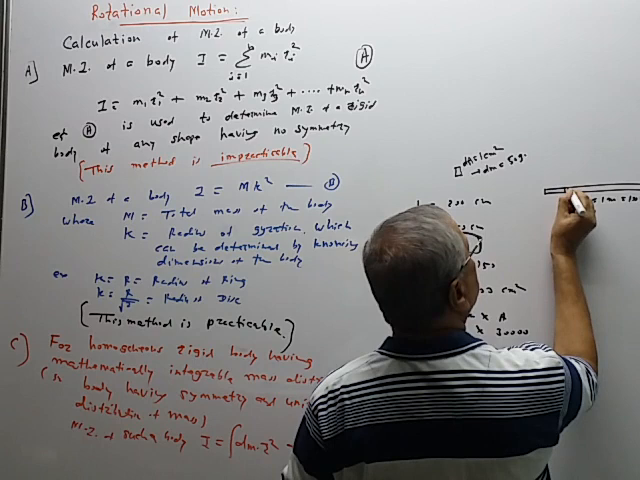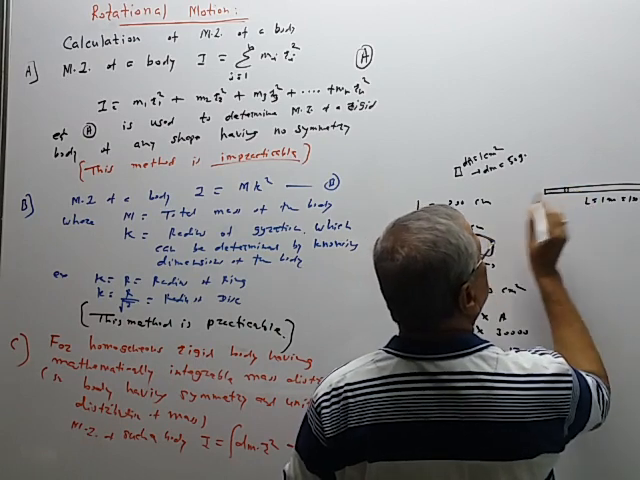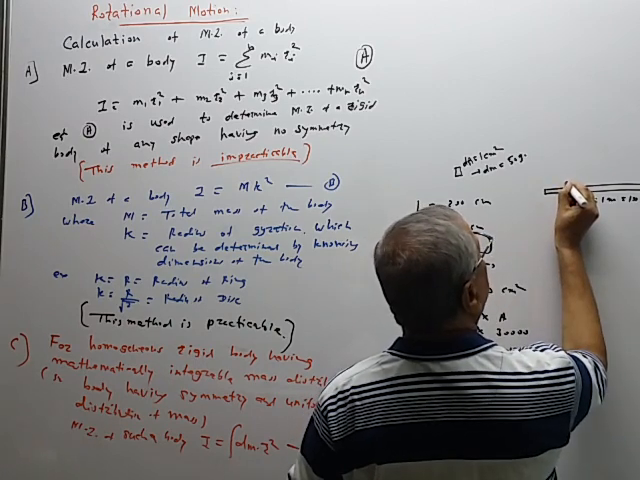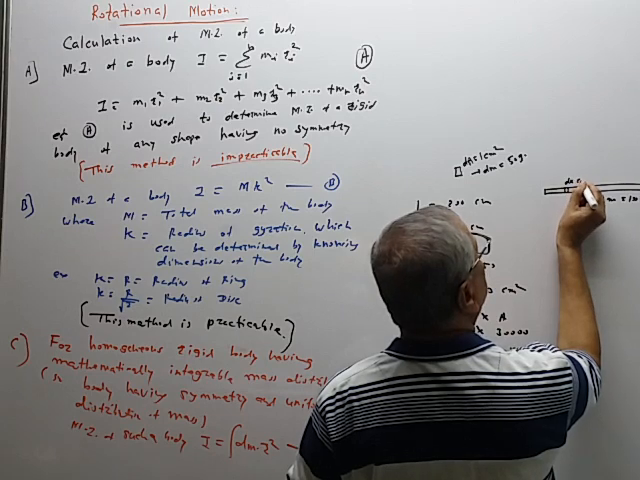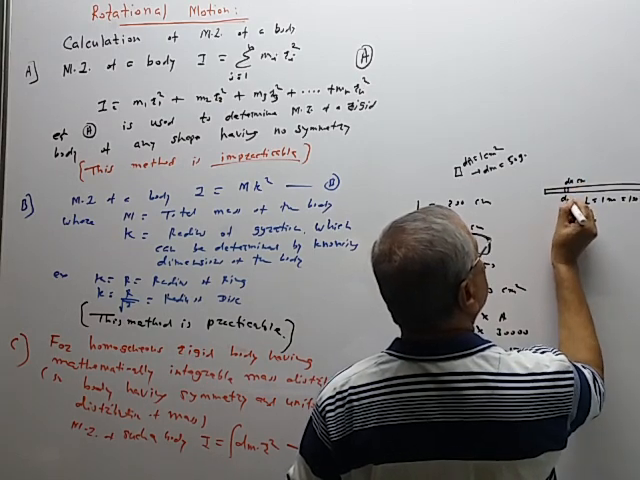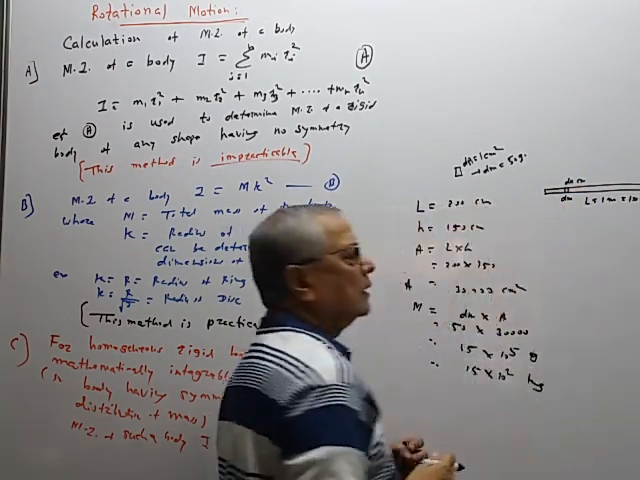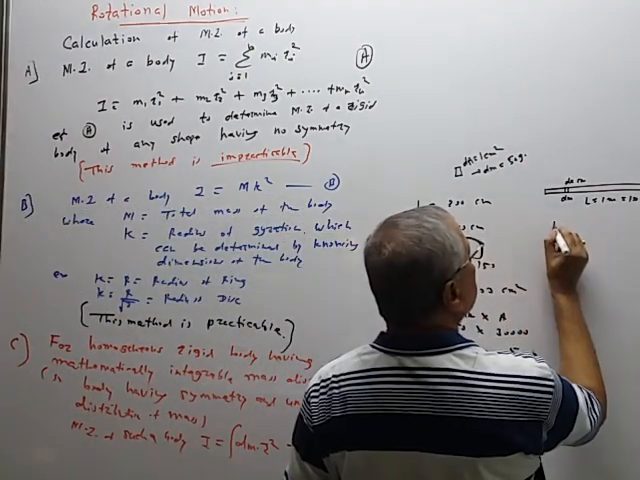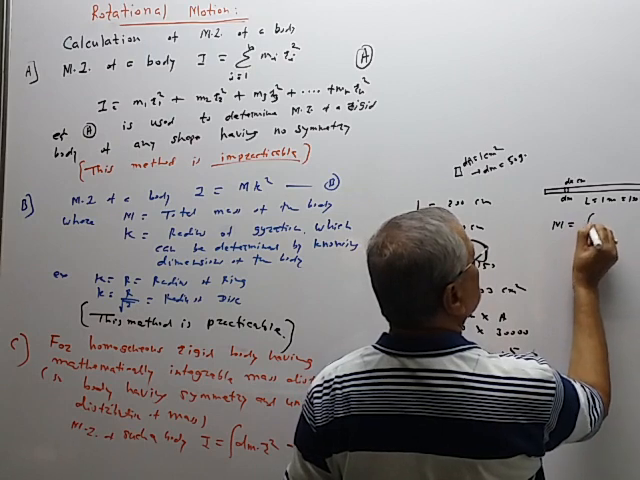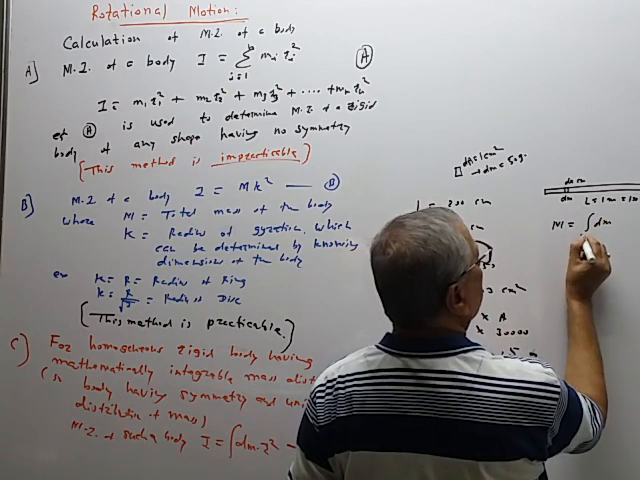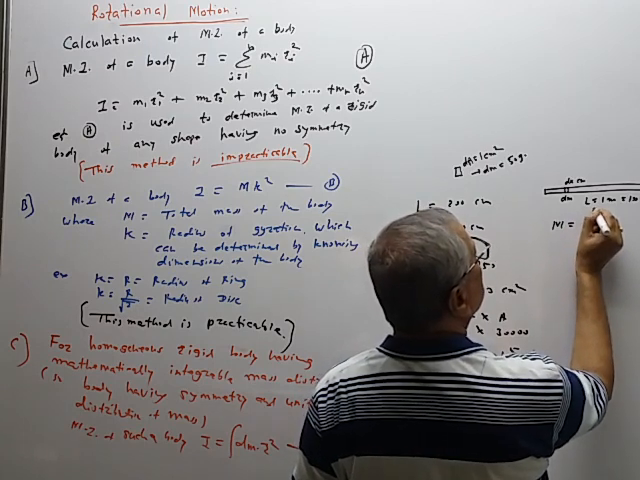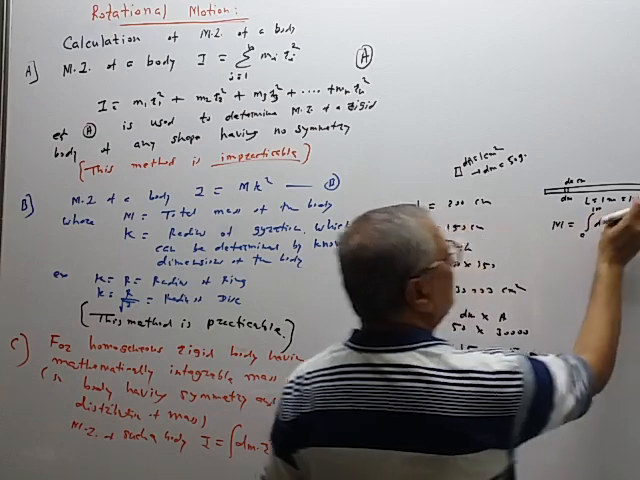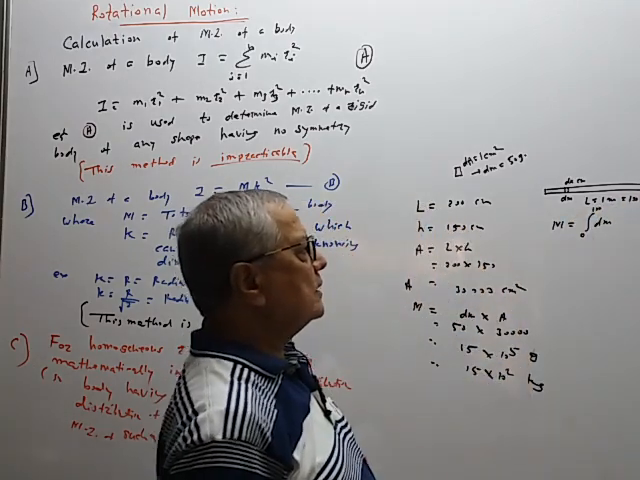Suppose we consider this much length dx centimeter. So it has certain mass dm. So total mass of the rod is obtained by integrating dm from 0 centimeter to 100 centimeter, because total length is 0 to 100 centimeter.